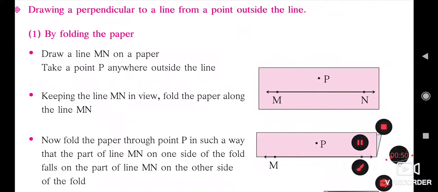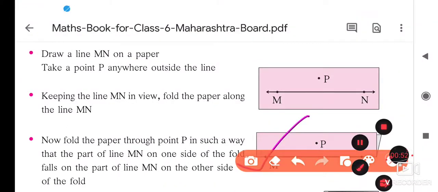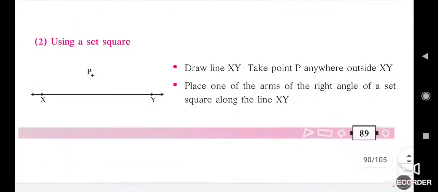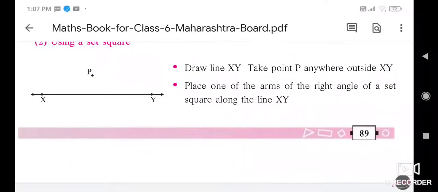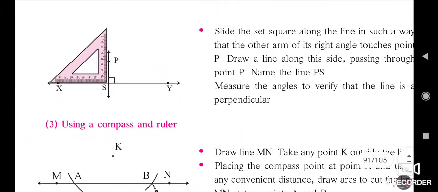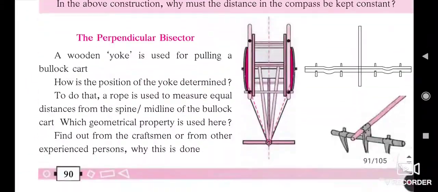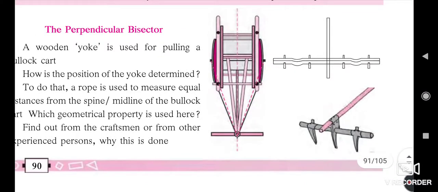One, by folding the paper, this activity I showed you yesterday. Then next, by using the set square. Here is the set square, that also I showed you how to do. And by using a compass, how to do this, that also I have shown to you.